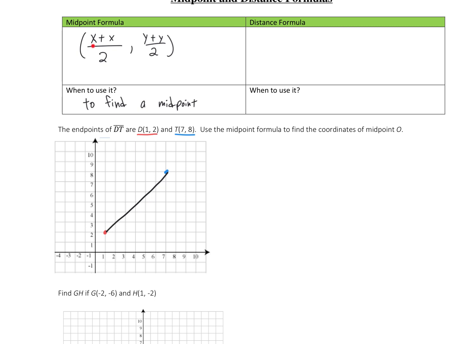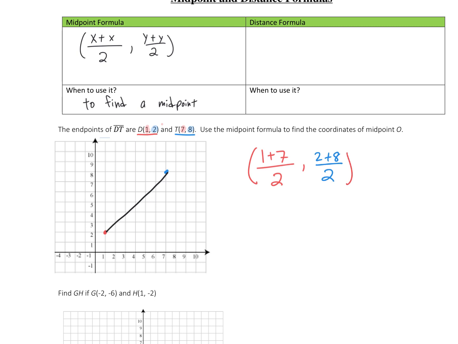So it says x plus x and y plus y. So you're going to highlight the x parts of the points. So that would be 1 and 7. Those are the x parts. So when we use the formula, we're going to use 1 plus 7 divided by 2. Okay, then we're going to do y plus y. So the y parts of the points, which are 2 and 8. So we just do 2 plus 8 divided by 2. There we go. We're just going to do a little bit of math.